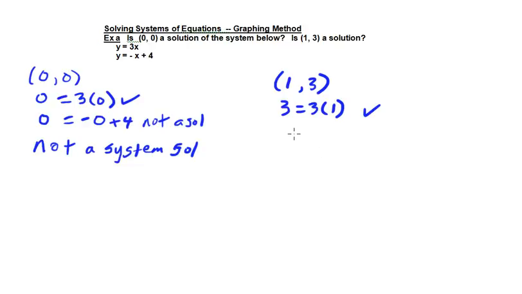When we plug it into the second equation, again, y is equal to 3. And then we want to test it, y is equal to negative x plus 4, so that's going to be negative times a positive 1 plus 4. And this time we can see negative 1 plus 4 is going to give us a positive 3. And so this equation also is satisfied by the point. And because the point satisfies both equations, we can say that this time it is a system solution.